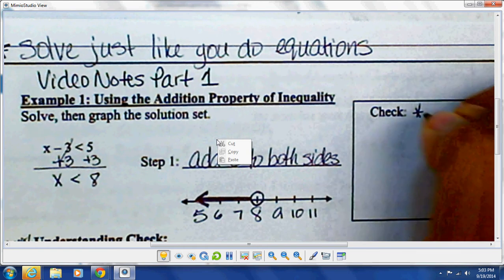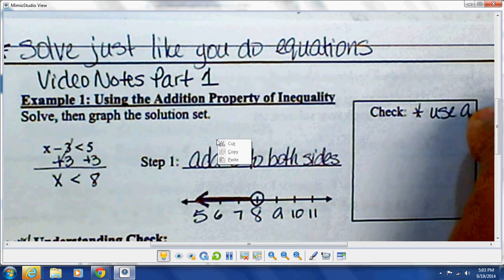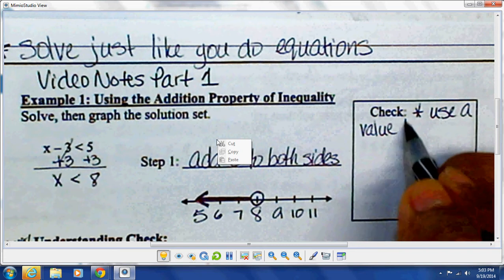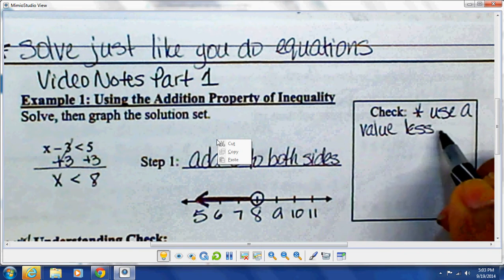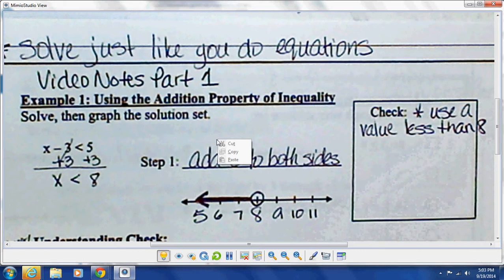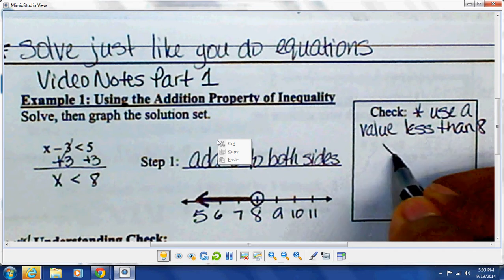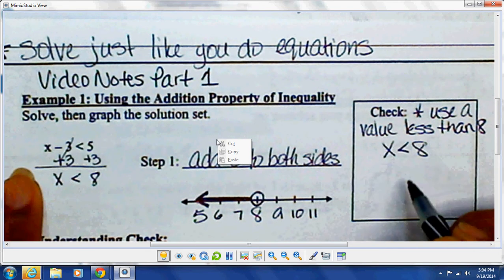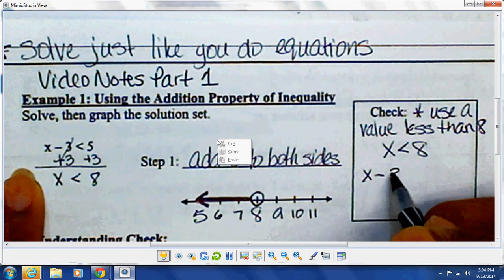So we're going to use a value less than 8, since x has to be less than 8. So in this case, let's just try 6. So if I plug in 6 to my inequality, let's go ahead and write it down again.